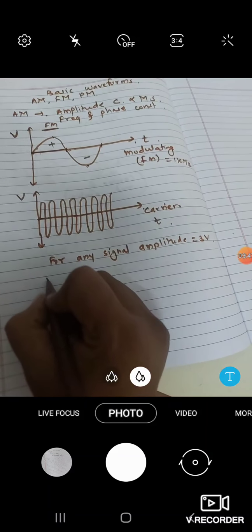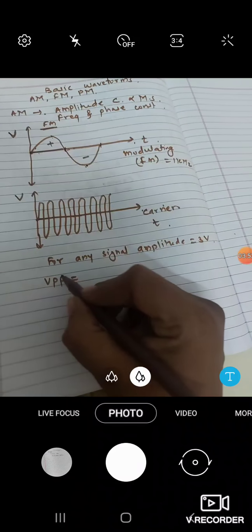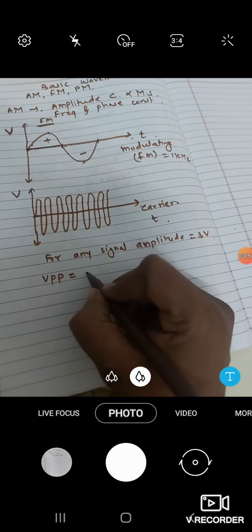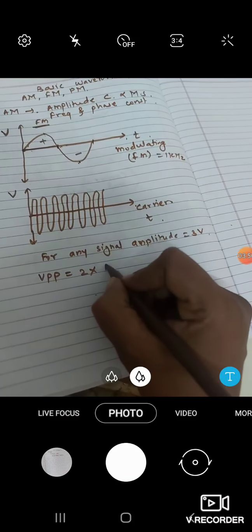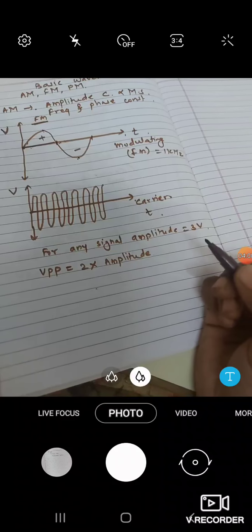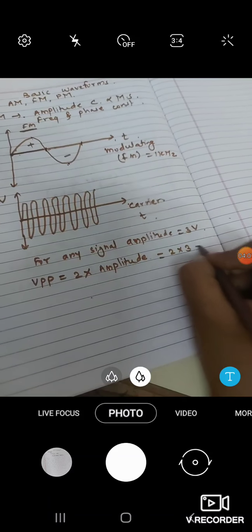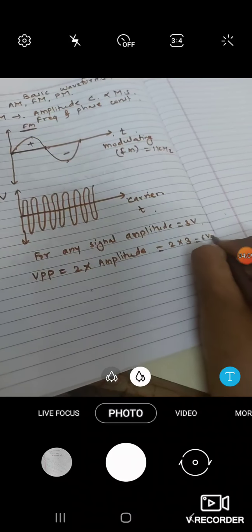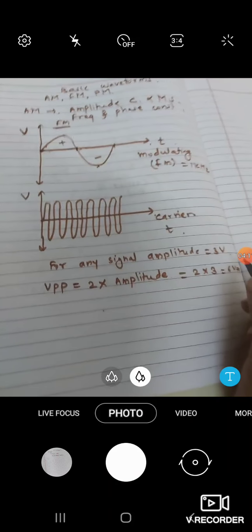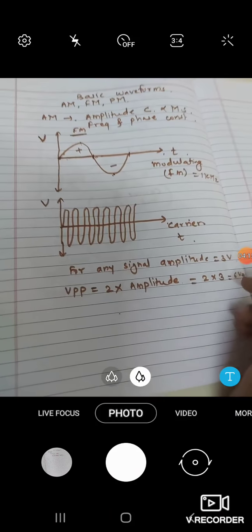So whenever the amplitude of this signal is 3 volt, peak to peak voltage, when we take the readings of the waveform, we have to note down the peak to peak voltage. So peak to peak voltage is equal to 2 into the amplitude of the particular signal. So what will be the peak to peak voltage for this particular signal? That will be 2 into 6, that is 12 volt peak to peak. That thing also you have to remember when you have to take the readings.